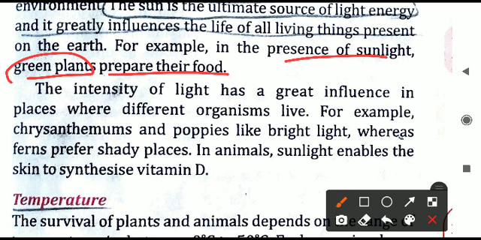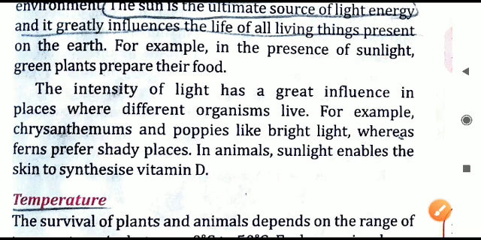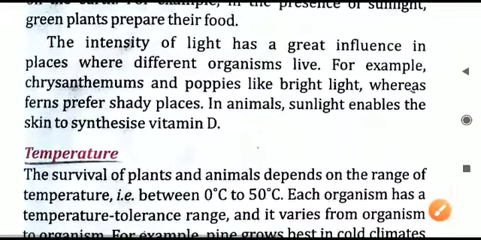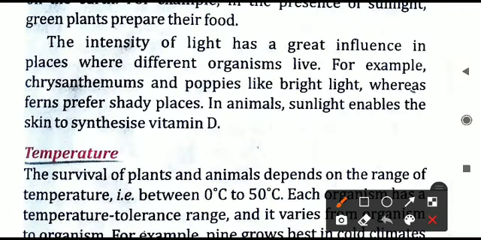If there is no sunlight, if there is no presence of light energy on the planet earth, then these plants cannot prepare their food, and if the plants do not prepare their food, the other organisms, the animals and human beings, won't get food either, and ultimately all life would stop existing on the planet earth. That is why it is said that light is the most valuable abiotic component. Now the intensity of the light also has a great influence.